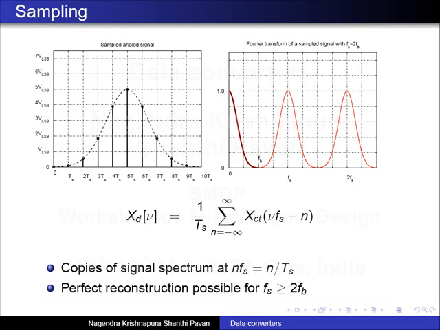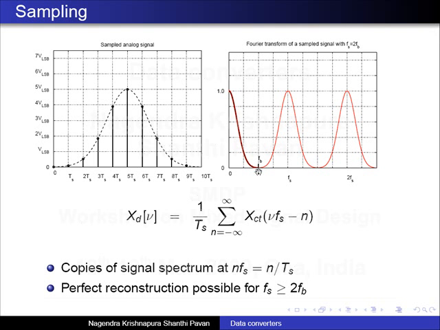What happens is, this black stuff is the continuous time spectrum, and then that goes on repeating. Whatever we start off with is what goes on repeating. So, that is what is given by this expression. There will be copies of the signal spectrum at Fs if you look at the frequency axis.